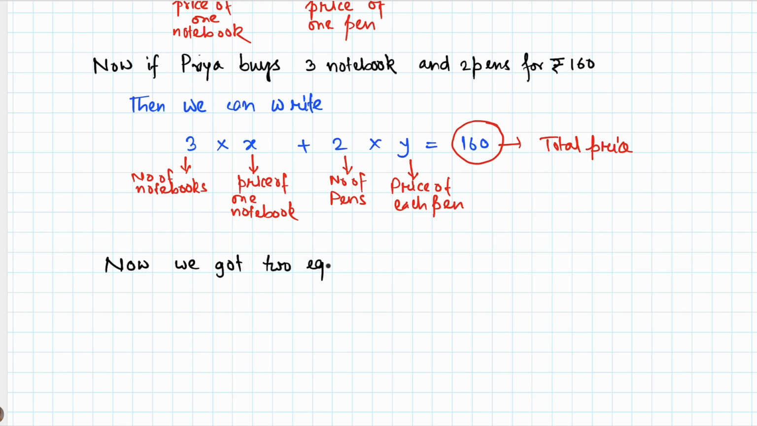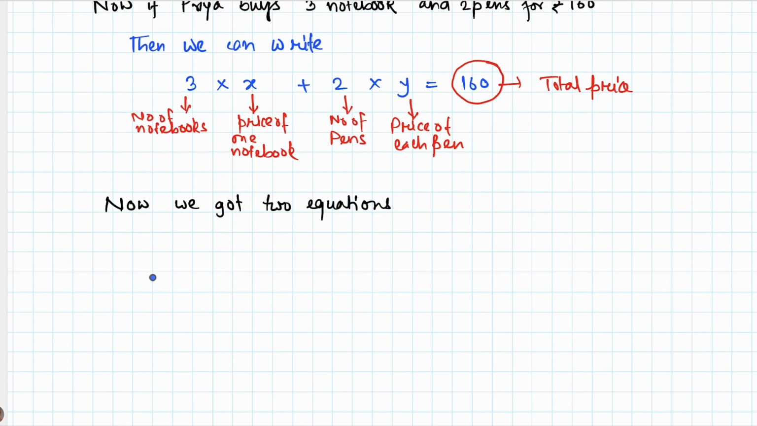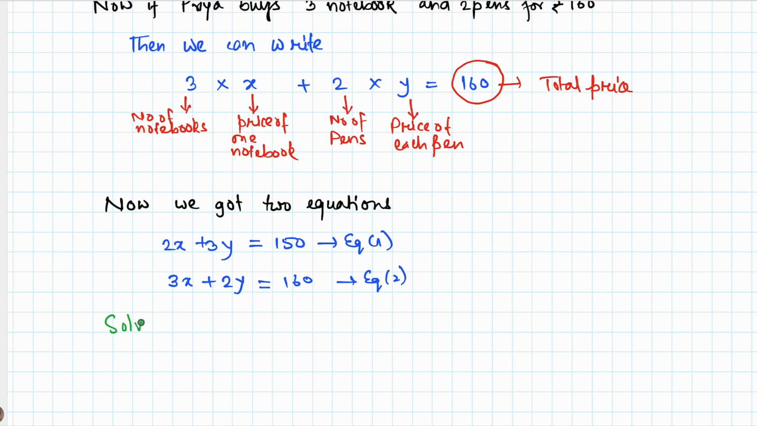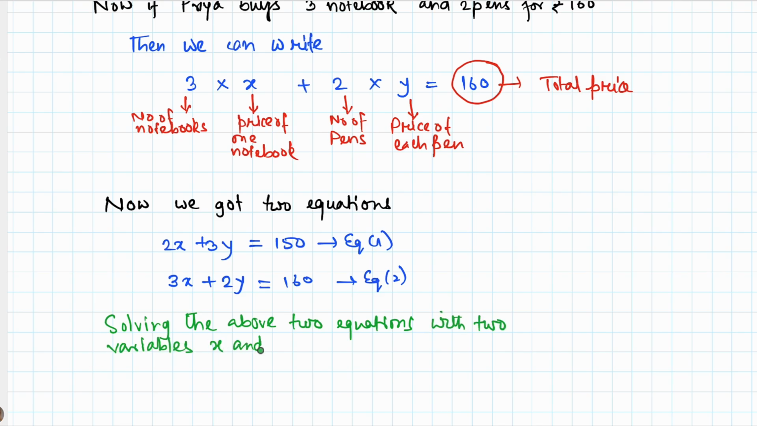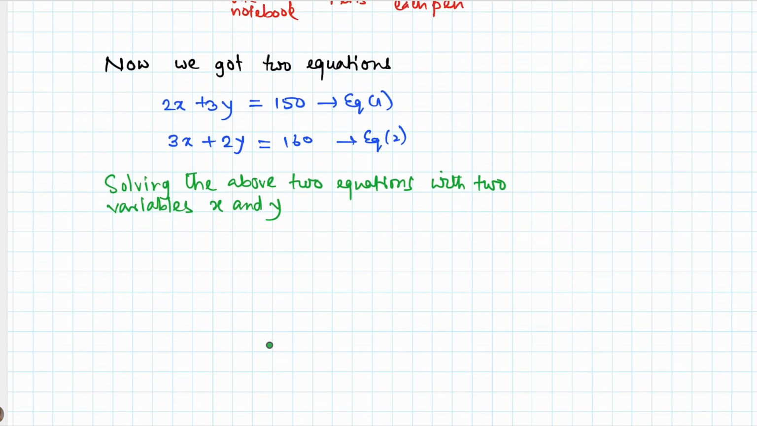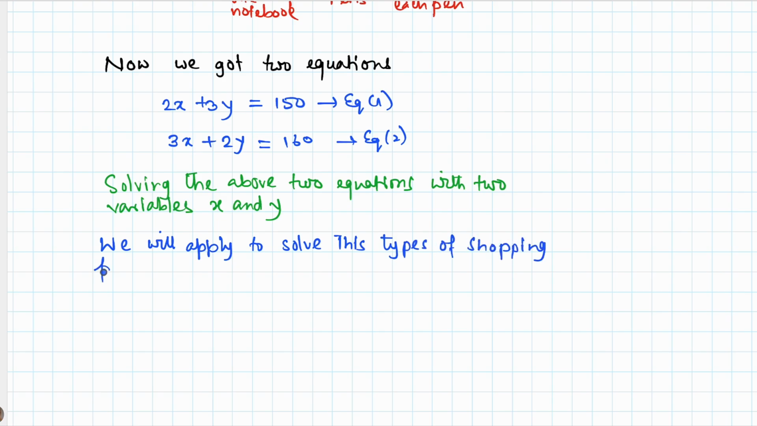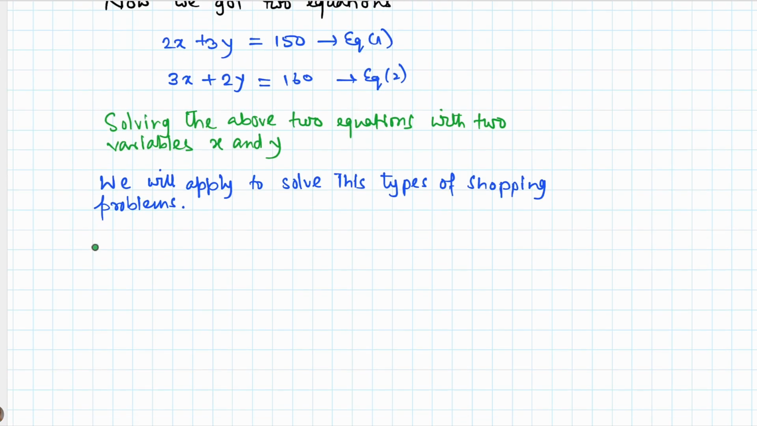So now we got two different equations, or a pair of equations of two variables, that is 2x plus 3y equal to 150 as equation 1 and 3x plus 2y equal to 160 as equation 2, and then we are able to solve it using any of the methods that we have learned so far, either elimination or substitution or cross multiplication for solving the variables x and y. So with this concept in place, let us take an example. So we will apply it to solve this type of shopping problems.